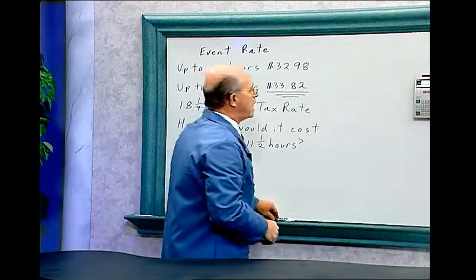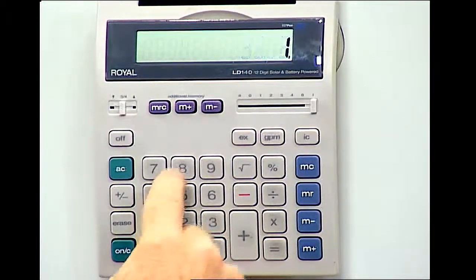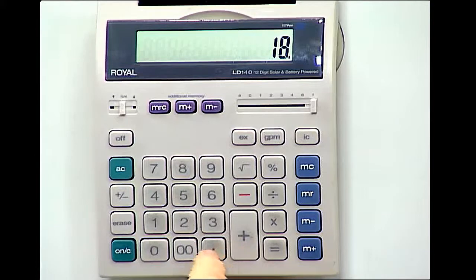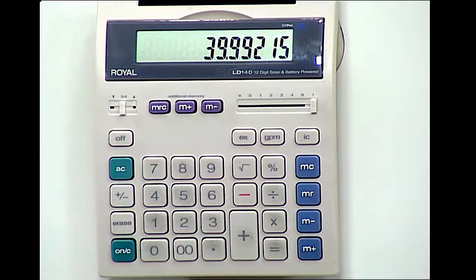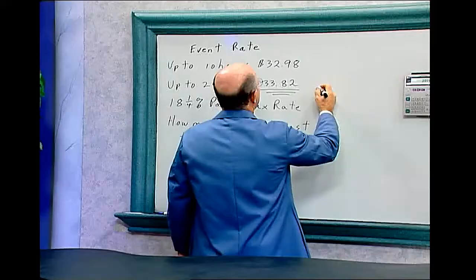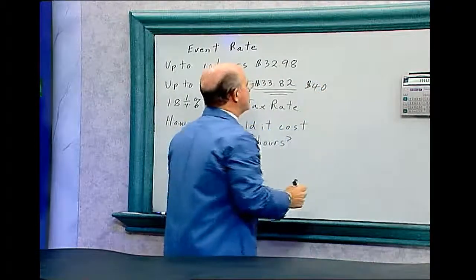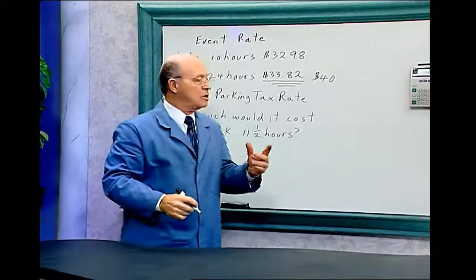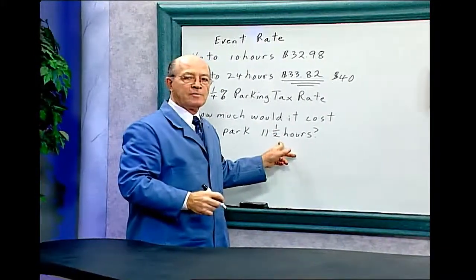So let's just go to the calculator. So it's 33.82 plus 18 and 1/4, which is 0.25%, and that will equal $39.99, or we round it up, this will equal $40. So you would have to pay $40 to park your car in that garage if you parked it there for 11 and a half hours.